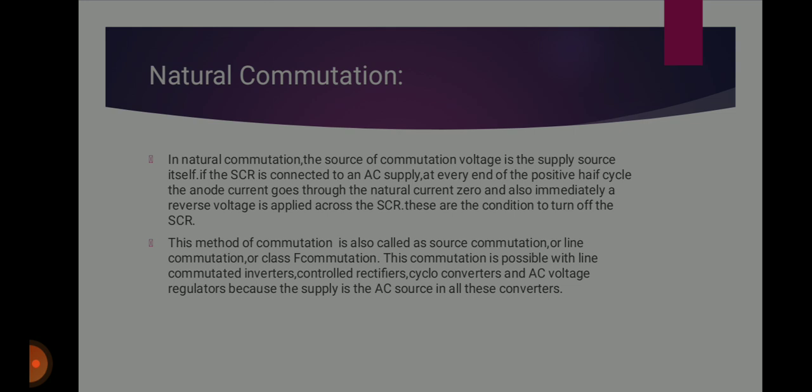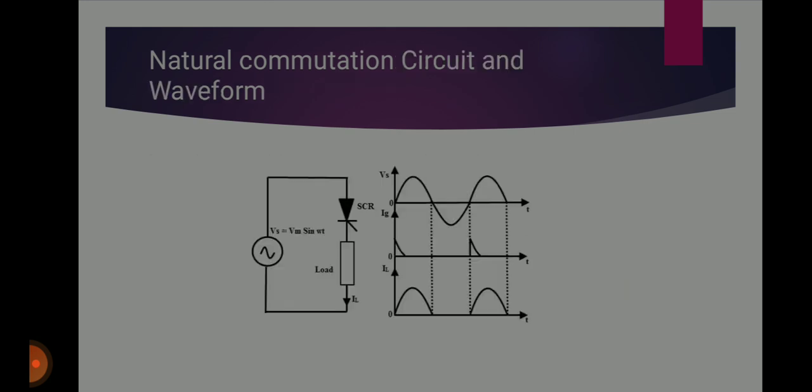This commutation is possible with line commutated inverters, controlled rectifiers, cycloconverters and AC voltage regulators, because the supply is the AC source in all these converters. It means natural commutation relies on an AC source supply. We will see it in this graph or circuit diagram.